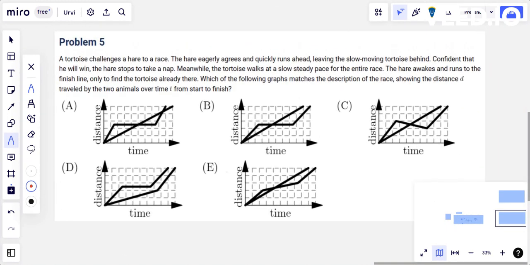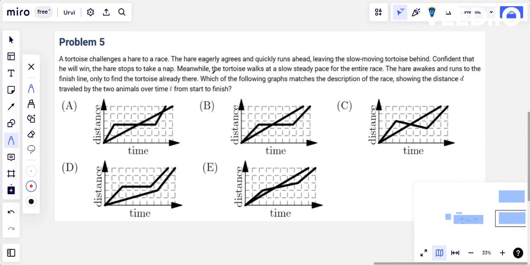Okay, problem number 5. I'll just let you read this because this one's a long one. Okay, I hope you paused the video and read it. So we need to choose which one's right. What we're going to do is use the elimination method. It's no fancy math thing. It's just a thing you can use when there are choices.